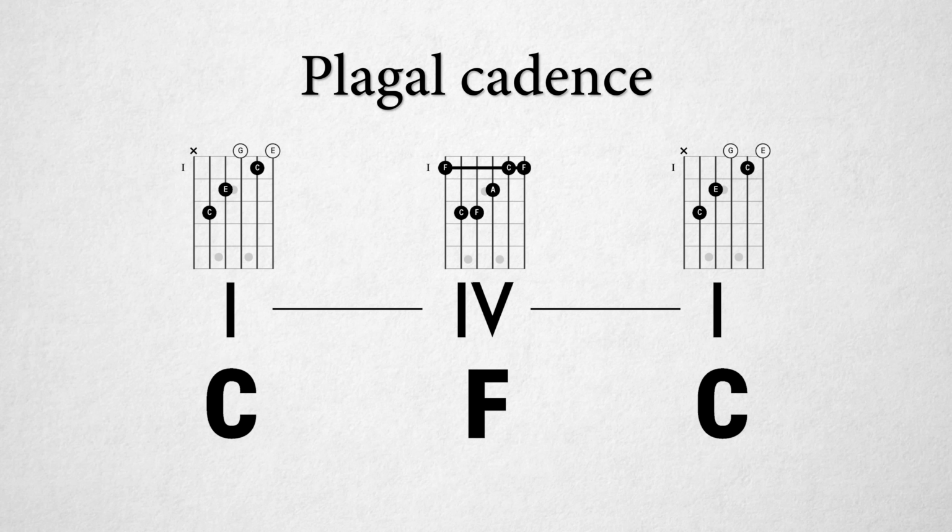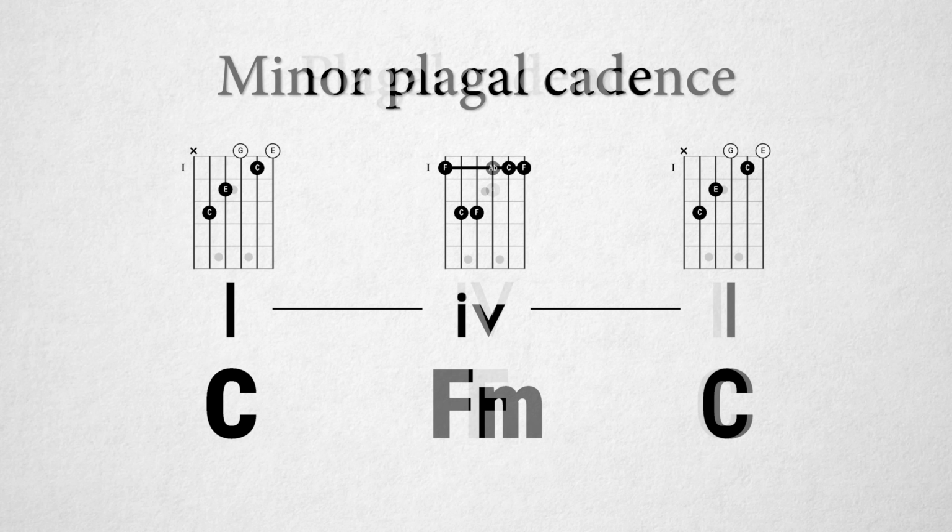Now maybe you know that such a progression that leads from the 4 chord to the 1 chord is called a Plagal cadence. Now this is a very common and basic progression. And when we use a minor version of that 4 chord, we call this a minor Plagal cadence. That bears more drama and more character.